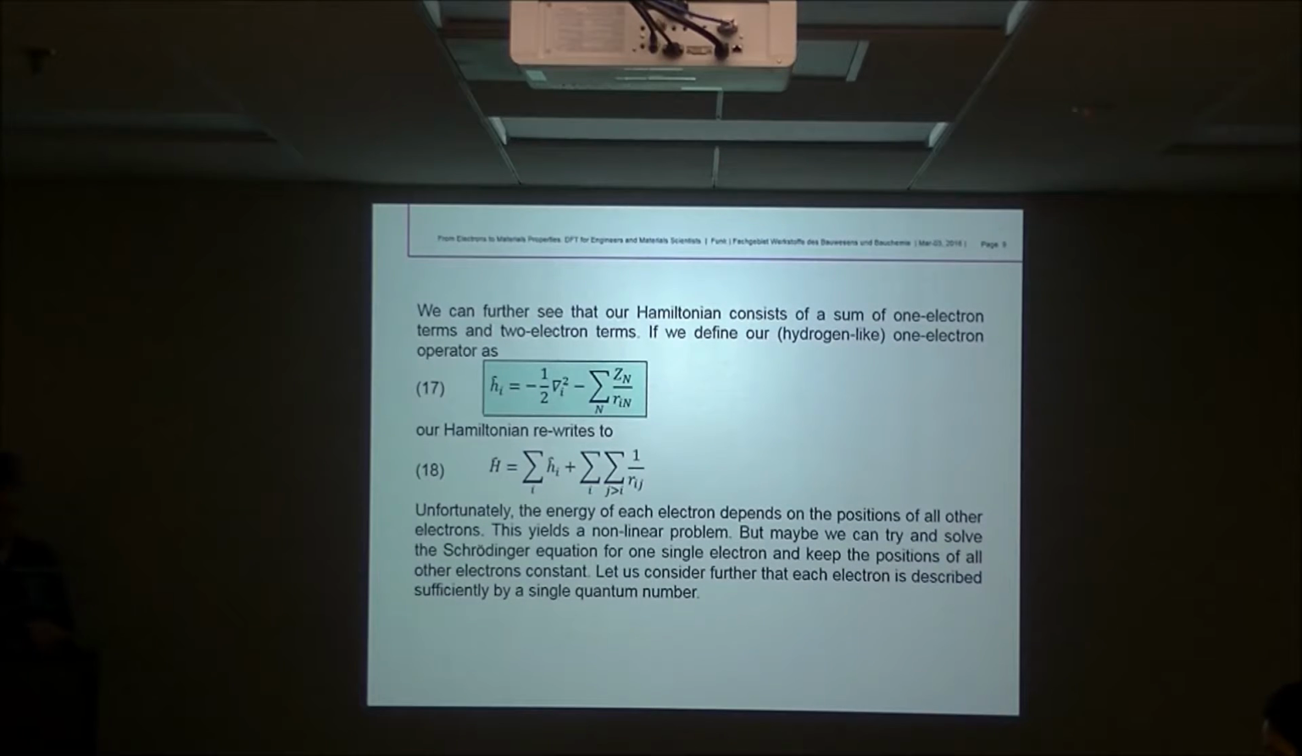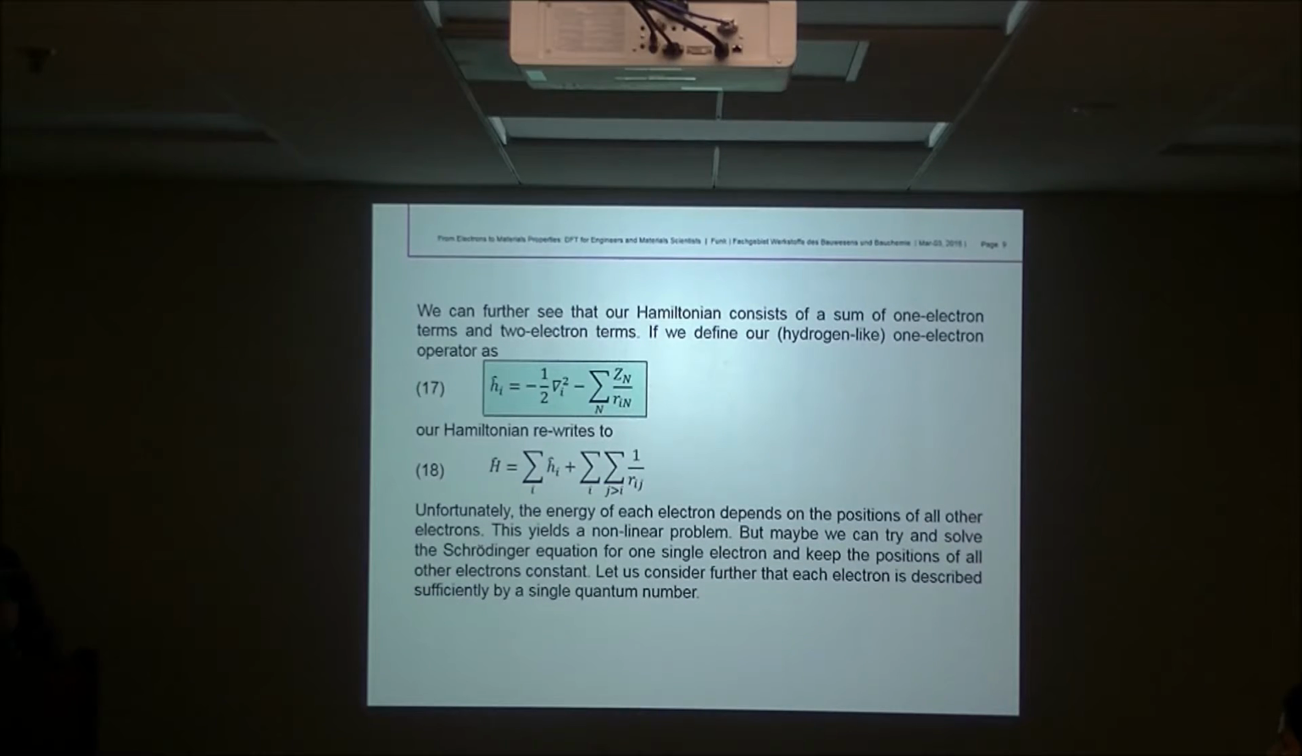But, unfortunately, each electron depends on the position of all other electrons because of this part. So we somehow need to find a solution to this. It is non-linear. We need to go there iteratively. But maybe we can just see what happens if we take one electron and keep the others constant. Further on, we consider that each electron is described sufficiently by a single quantum number, in this case n for each electron. Each electron is in a unique orbital, it has unique energy, and we are only after the energy.